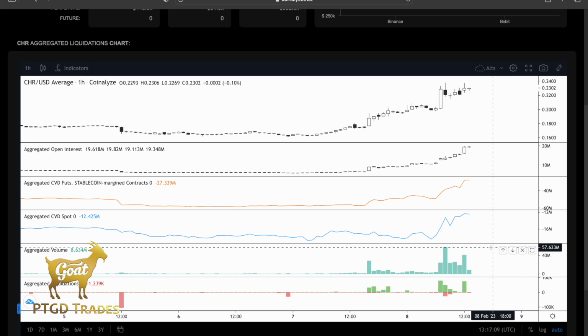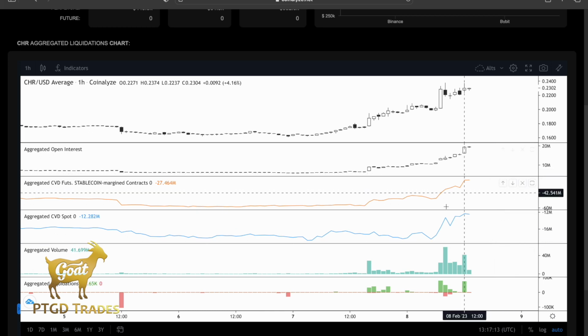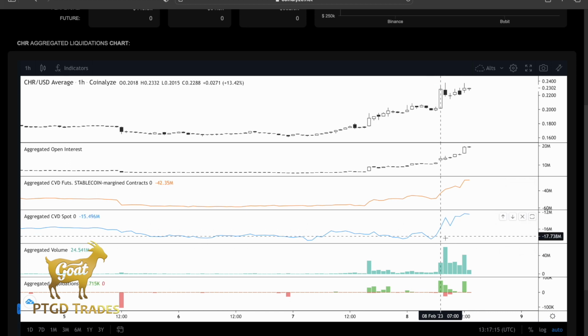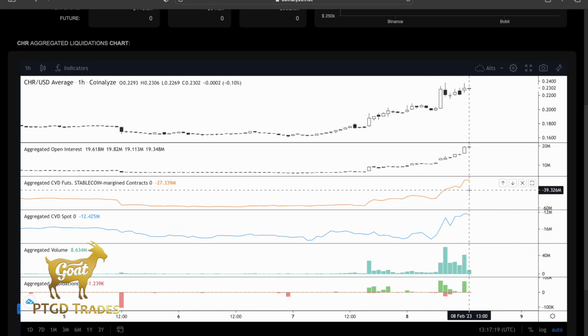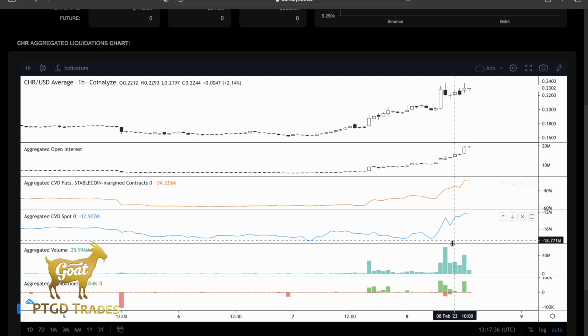I could short it, but I think there's a lot better stuff to short. This is telling me what spot is doing versus futures market. It's giving me an idea of an aggregate amount of data from different exchanges to help me figure out why this is moving up and why there's so much more trading.